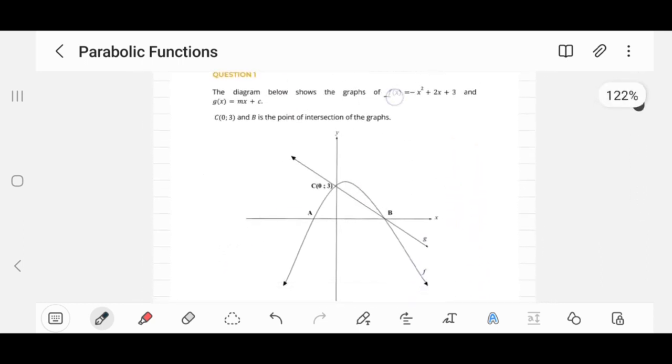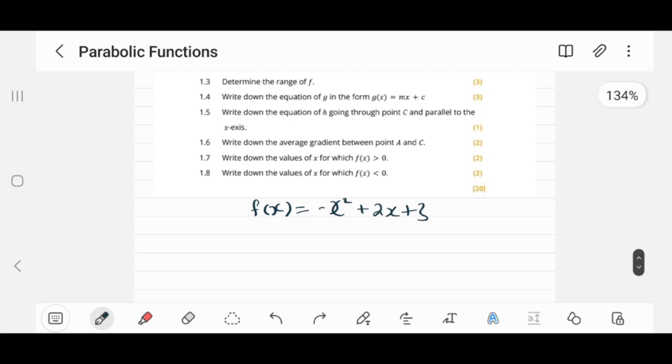So f is this function, the parabola. They are looking for the coordinates of B and the coordinates of A because they are on the x-axis line. This is the x-axis line. I didn't draw that correctly. This is it. So they are looking for the x-intercept there. So if we are looking for the x-intercept, we make y to be 0.